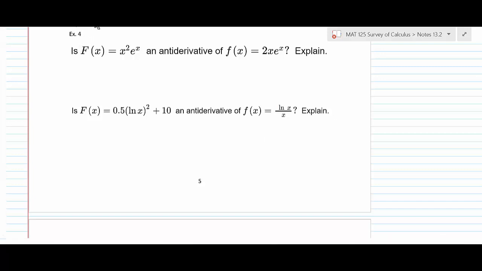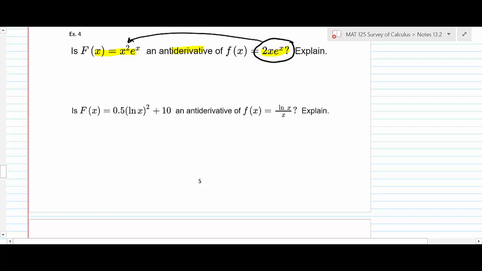What this problem says is, is this an antiderivative of this? Well, how would you know? What is an antiderivative? It's the opposite of a derivative, right? Okay, well, if you want to find an antiderivative, there's a couple of ways you could do this. One way would just be to see if you took the derivative of this, would you get this? Okay, that's the idea.